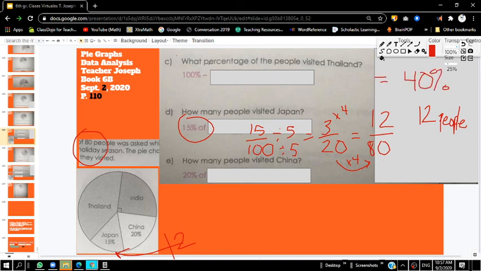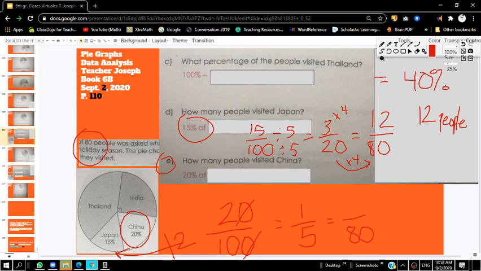All right, let's try to figure out letter E. It says, how many people visited China. Well, we know that 20% of them visited China. So we need to take 20%, which is the same thing as 20 over 100, which is the same thing as 2 over 10, or 1/5, and equate that to the amount of total people, which is 80. Okay? We're not finding a percent.